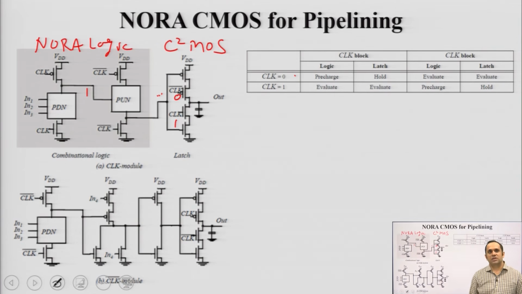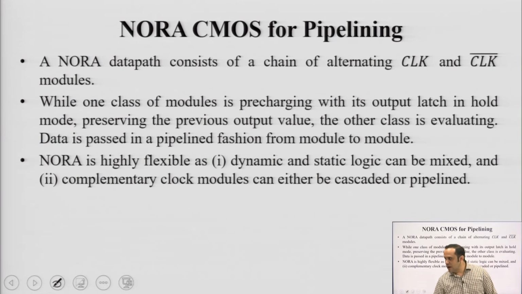So, with this we come towards the end of this lecture today. Let me just summarize what is NORA CMOS for pipelining. It basically consists of a data path between input and output in a chain of alternating modules of clock and clock bar. While one class of module is pre-charging with its output latch in hold mode, it preserves the previous output value, and while the other class is evaluating, data is passed in a pipelined fashion from module to module.